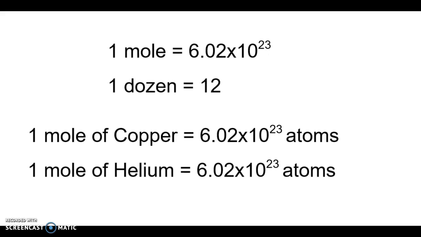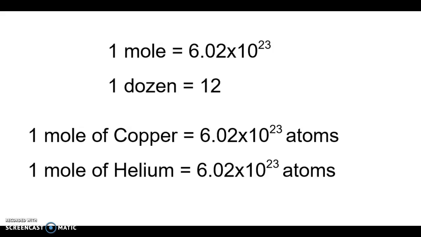So in the first day, you guys learned that a mole is just a term that we use to represent a number. And that number is 6.02 times 10 to the 23rd. So in the same way that a dozen is just a word for 12, a mole is just a word for 6.02 times 10 to the 23rd. Because atoms are so small, we use a mole to group them. That way when we talk about a bunch of atoms, we can say a mole of copper, and we know exactly how many atoms that is.